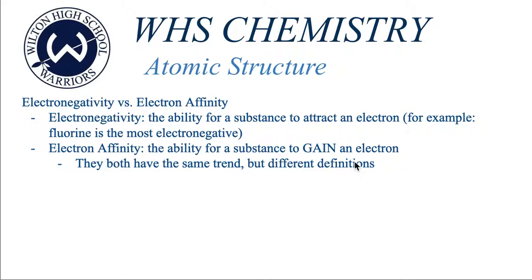So the difference between electronegativity and electron affinity is that electronegativity, like I said before, is the ability for a substance to attract an electron. Like I said, fluorine is the most electronegative. And electron affinity is the ability for a substance to gain an electron. So as you can see, they have the same trend, but they have slightly different definitions, so don't mix those up.